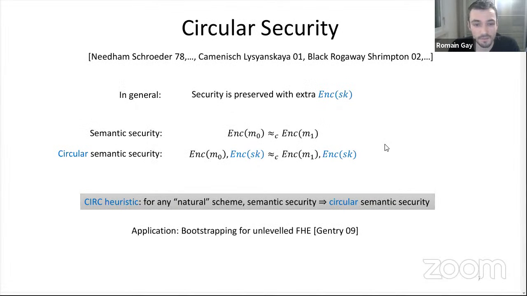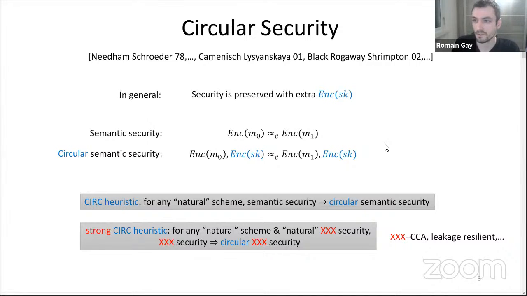The most famous application of this, as Julio already mentioned, is the bootstrapping by Gentry to obtain unleveled FHE. And by unleveled, I mean an FHE where you can evaluate arbitrary depth circuits with no a priori bound. This is the only way we know how to do it, and it requires an encrypted secret key. And for this application, semantic security is sufficient. But in general, you may consider other interesting notions of security, such as, for instance, CCA security, leakage resilience, and so forth. And there is a natural strengthening of this circular heuristic, which is to say, well, for any natural scheme satisfying any natural notion of security, the security is preserved in the presence of an encrypted secret key. And this is a design principle that we are going to use. And as far as we know, it has never been broken for natural schemes.